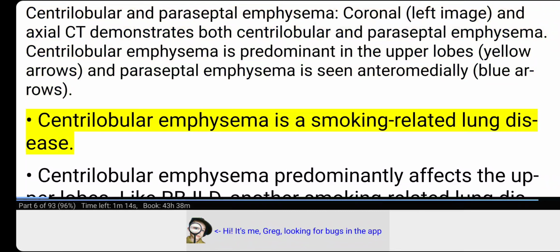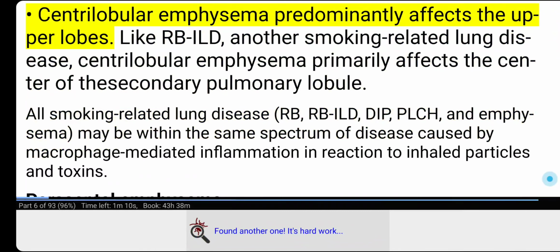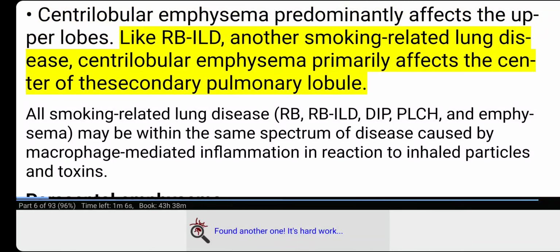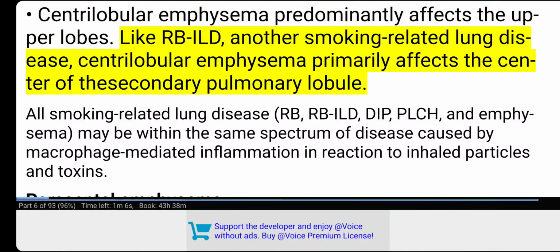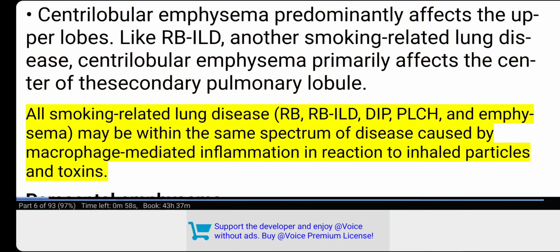Centrilobular emphysema is a smoking-related lung disease. Centrilobular emphysema predominantly affects the upper lobes. Like RBILD, another smoking-related lung disease, centrilobular emphysema primarily affects the center of the secondary pulmonary lobule. All smoking-related lung disease, RB, RBILD, DIP, PLCH, and emphysema, may be within the same spectrum of disease caused by macrophage-mediated inflammation in reaction to inhaled particles and toxins.